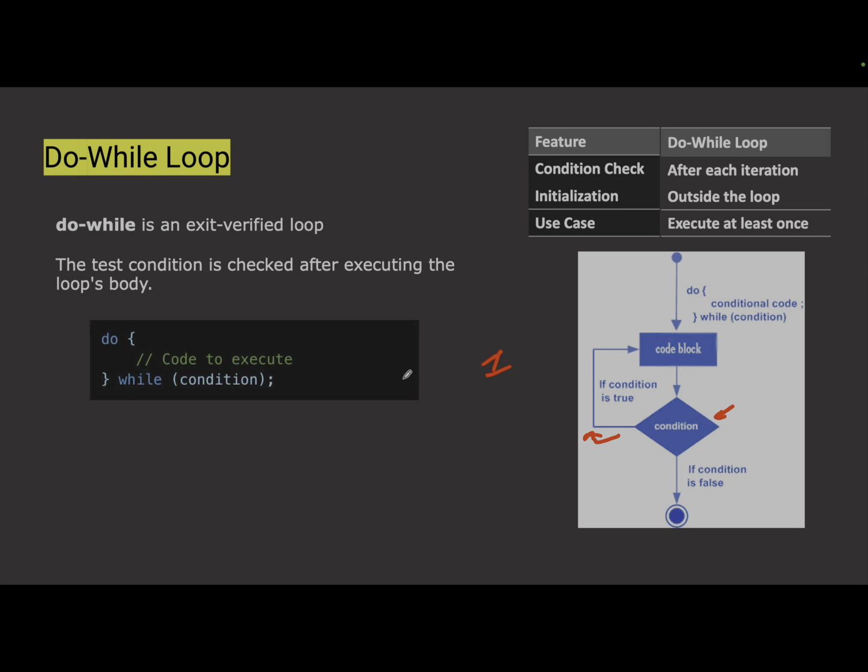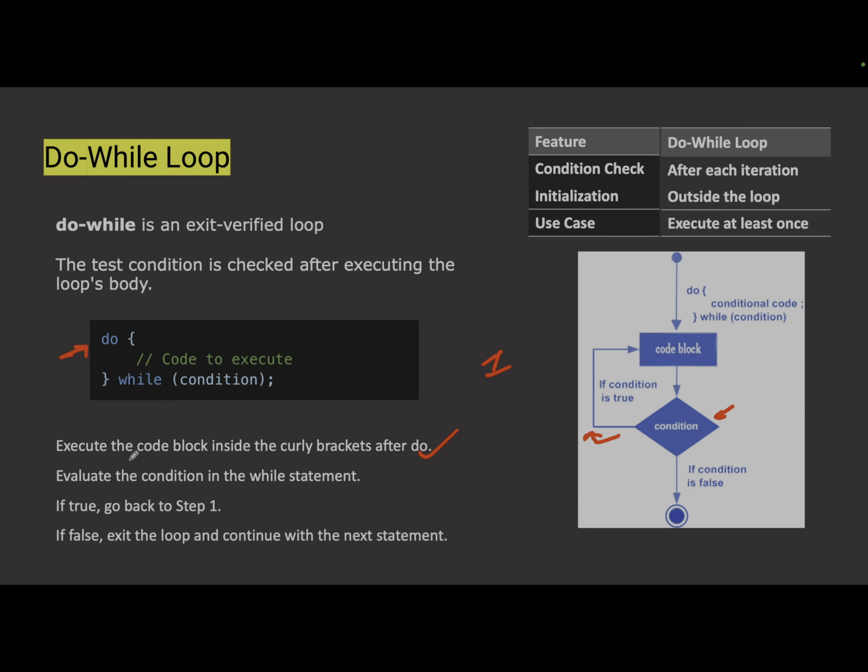Here you can see the syntax looks like this: do, while, condition. The code to execute will be here. So do, code to execute, while, and condition. Execute the block inside the curly brackets after do. Evaluate the condition in the while statement here. If it is true, go back to step 1, that is, executing this code, and if it is false, exit. So whether the condition is satisfied or not, it will execute once, that is for sure. Now let's see the example so that it will be clearer for you.